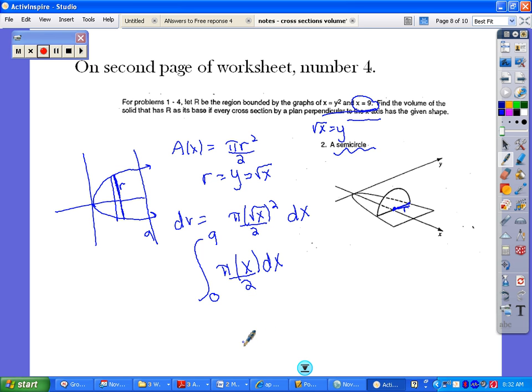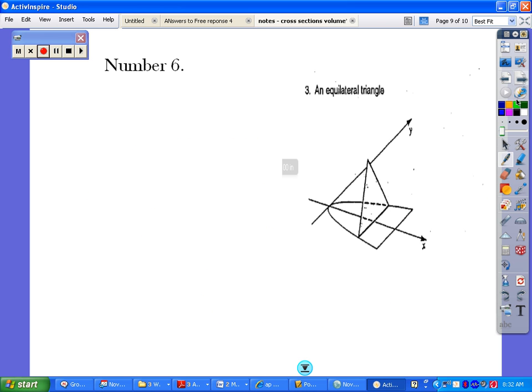So then if we integrate this by hand, I would have the pi outside, and it would be x squared over 4, because I would add 1 and then divide, from 0 to 9, and that would be 81 pi over 4 minus 0, if I plug that in, which is 81 pi over 4. So that would be our volume of this region that has cross sections as semicircles.